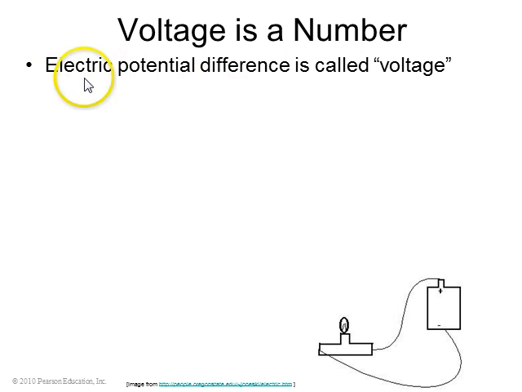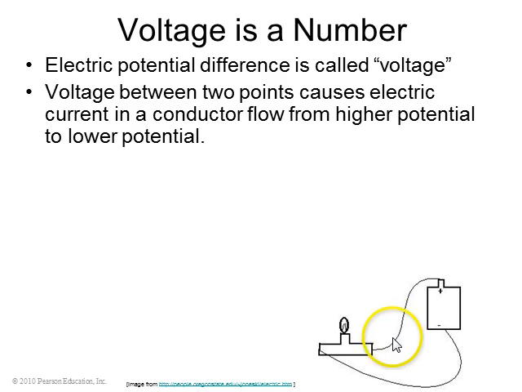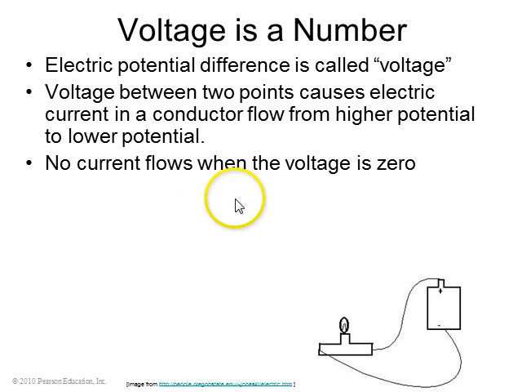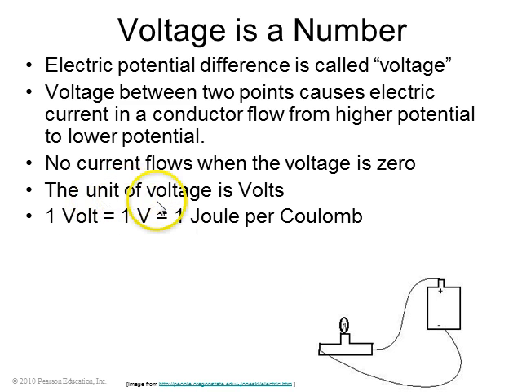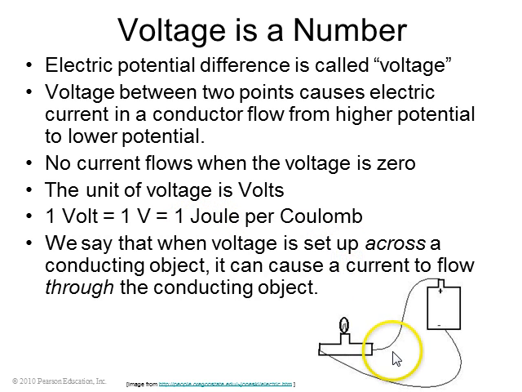Voltage is also a number. Electric potential difference is the same as voltage. So you have a high voltage here. The plus terminal of a battery is at 1.5 volts. The negative terminal of the battery is at 0 volts. So there's a voltage of 1.5 across this light bulb. If there was no voltage, there'd be no current. And the unit of voltage is volts. So 1 volt turns out to be equal to 1 joule per coulomb. So what we say is that when a voltage is set up across this light bulb, then the current flows through the light bulb.